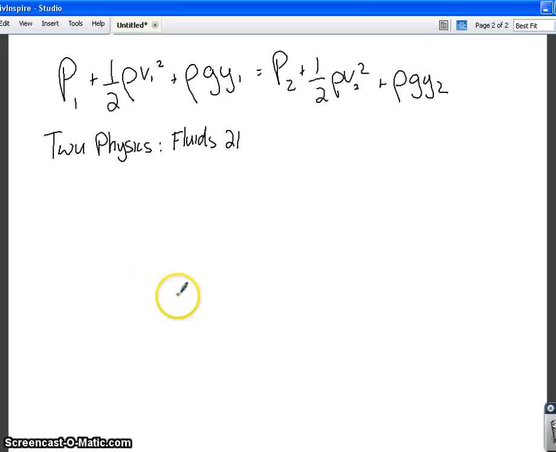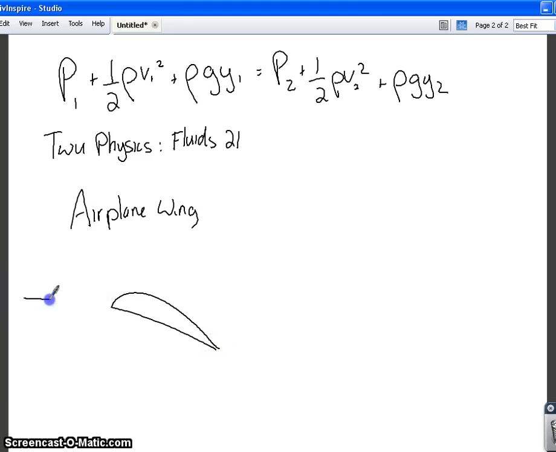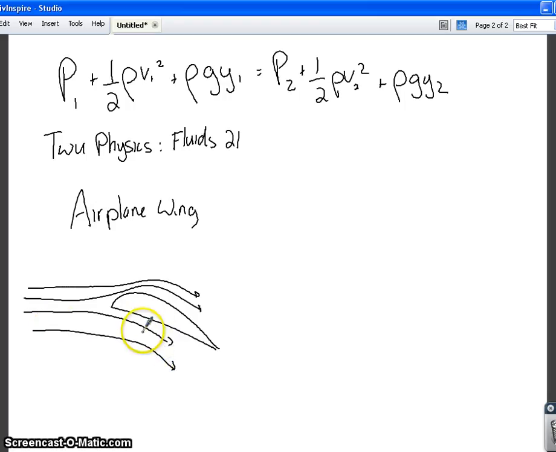Let's go back to our airplane wing. We have an airplane wing, and we have these streamlines of air going around the wing. And let's call under the wing P1, and let's call above the wing P2. Okay? So P1 and P2 are like P1 and P2 in the equation right here.